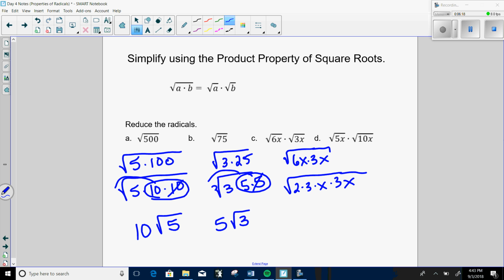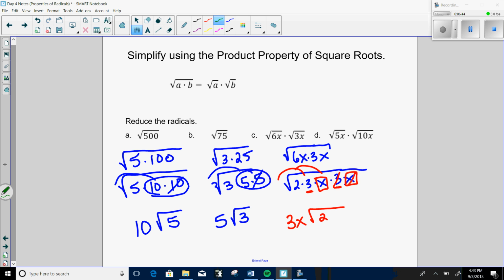So now what I'm doing is I'm looking for numbers that are the same. Notice this 3 and this 3 are the same. Notice this x and this x are the same. There's my pair. One 3 comes out, one gets crossed off. One x comes out, one x gets crossed off, and you get the answer 3x on the outside, square root of 2. And that is your final answer.